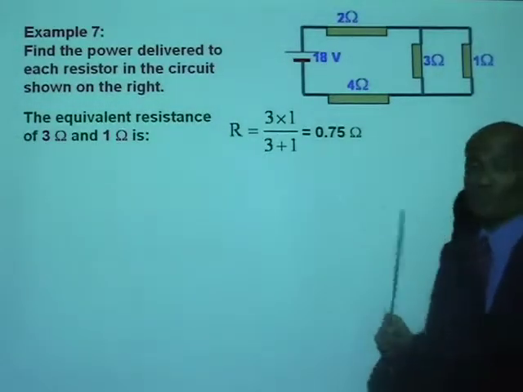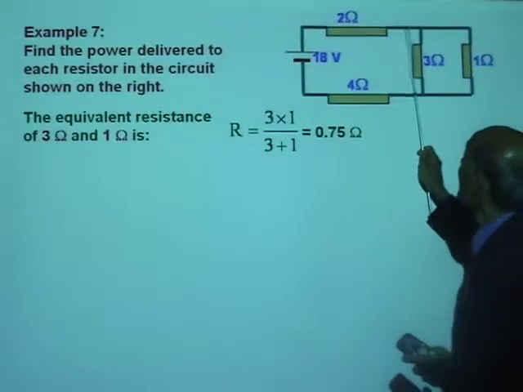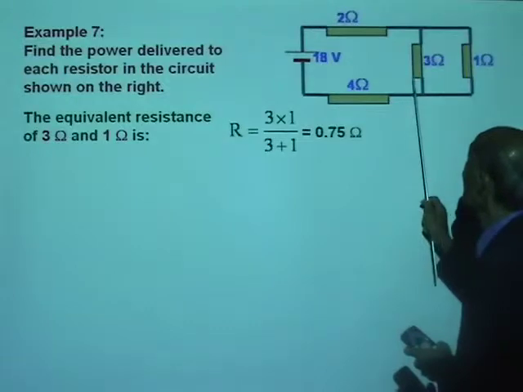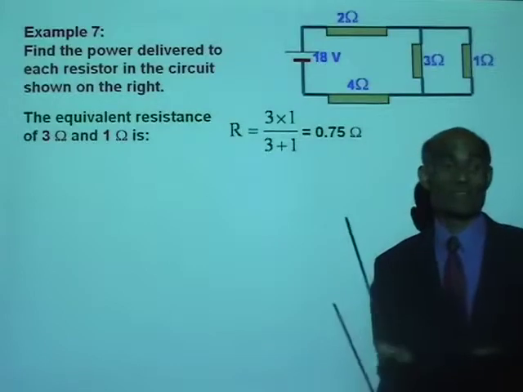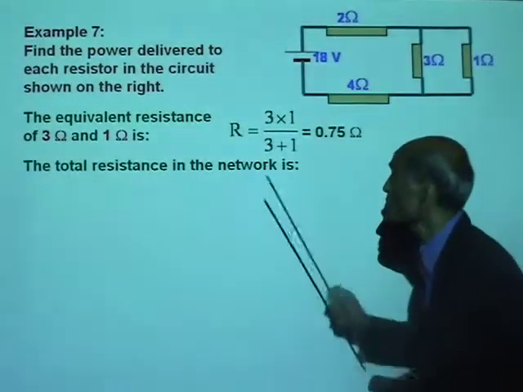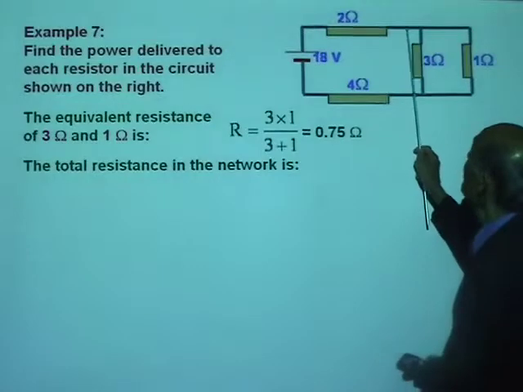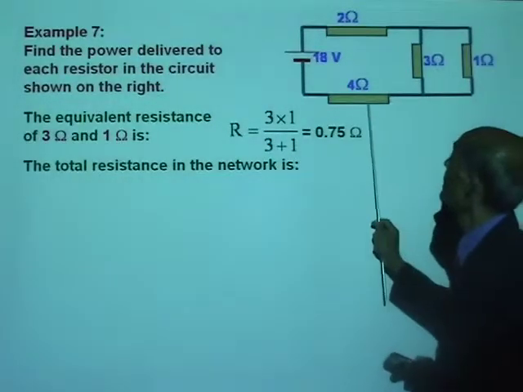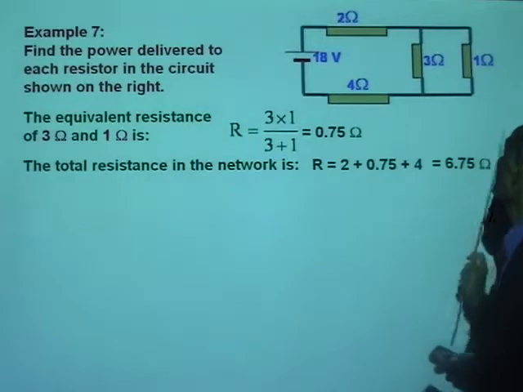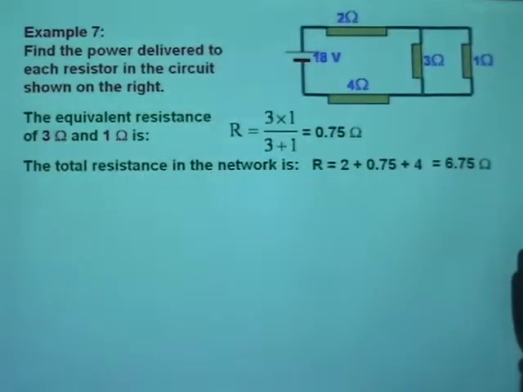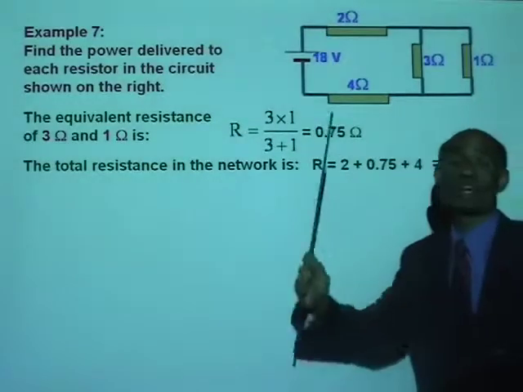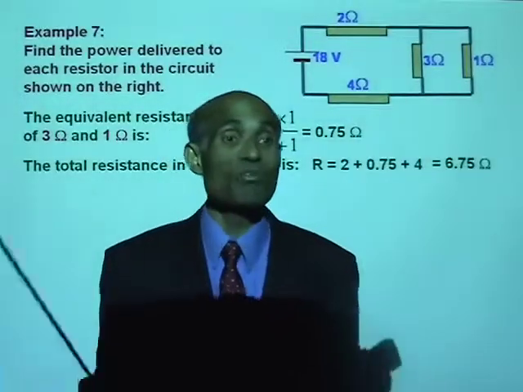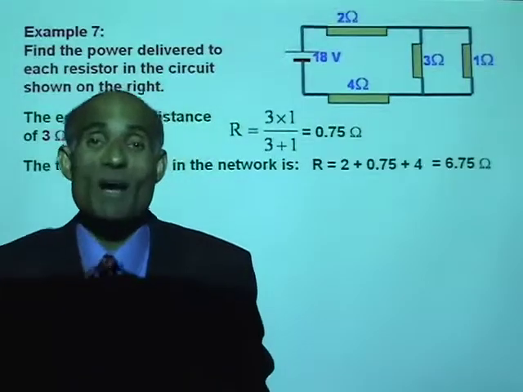And now, this 2 ohm, this 0.75 ohm, and the 4 ohm are all in series. They are now end to end. Alright? So the total resistance of the network now is 2 ohm plus 0.75 ohm plus 4 ohm. That will be 6.75 ohm, the total resistance. Alright, if you know the total resistance, what is the total potential in the circuit? It's 18 volt.